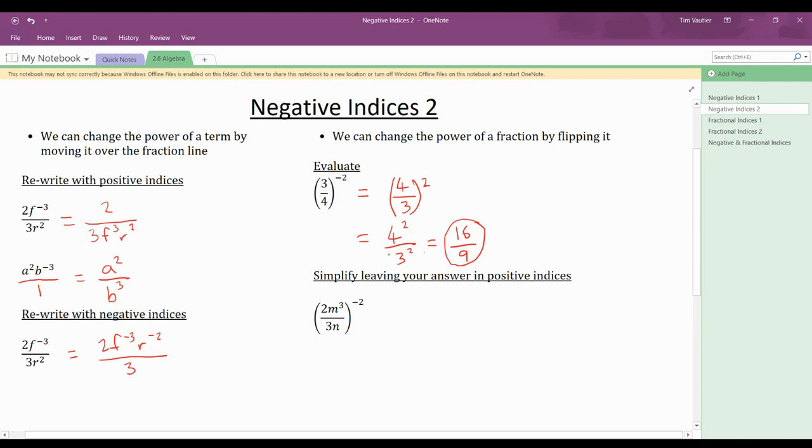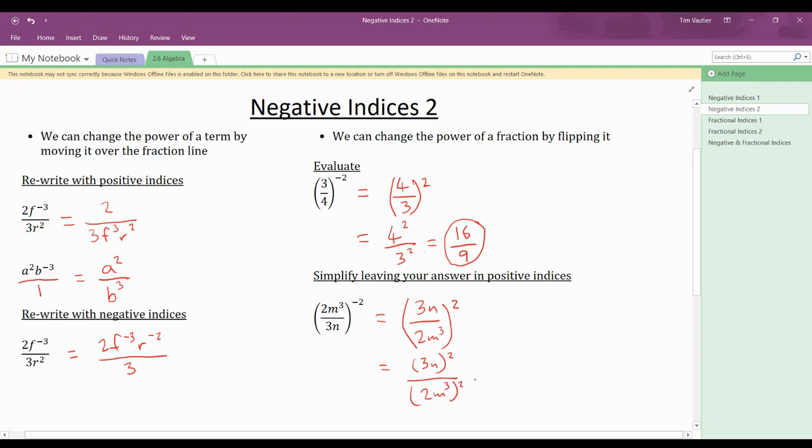And our last one here, we've got 2m to the power of 3 over 3n, and that's got a power of negative 2. So the best way to deal with this is we start by flipping my fraction, because that has the effect of changing my power to a positive now. And I can now do 3n squared over 2m to the power of 3 squared.